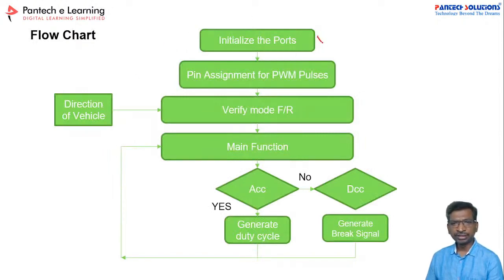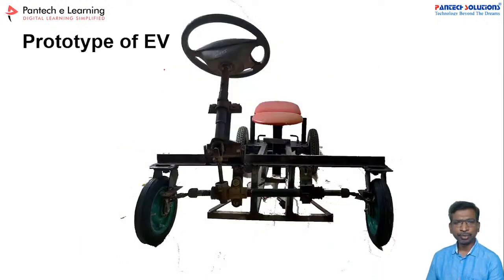First we initialize all the pins, then assign the pins as per the motor, and verify the mode, whether it is in forward mode or reverse mode. After that, the main function checks for acceleration or deceleration and generates a duty cycle. The duty cycle is simple, based on the PWM logic we developed. And this is the EV prototype, version 1 prototype. Now it is something different.